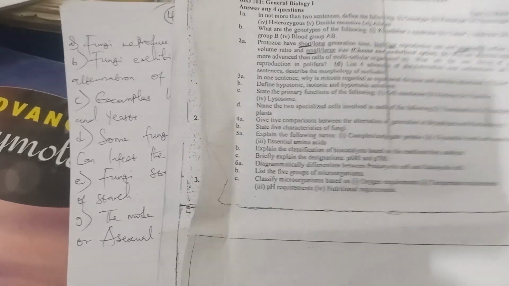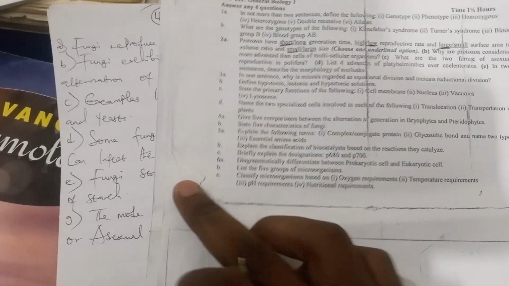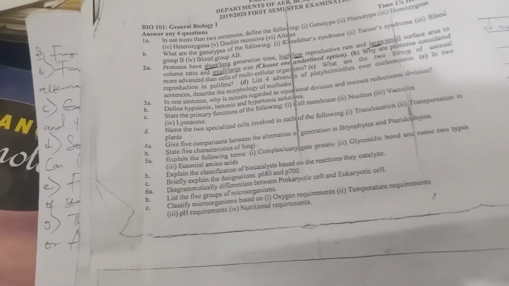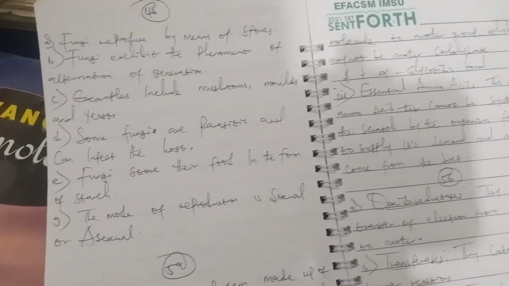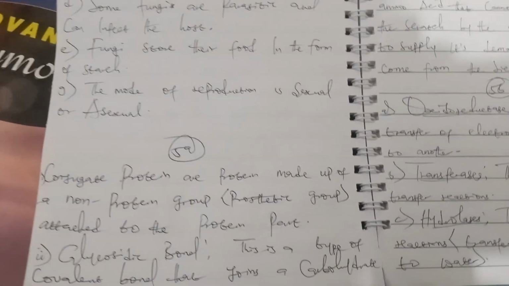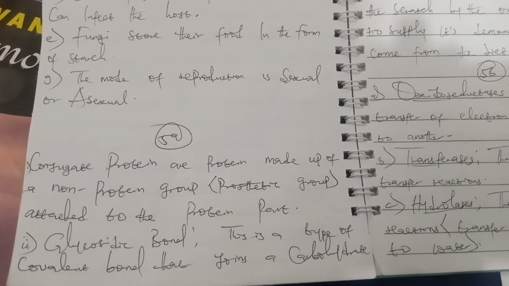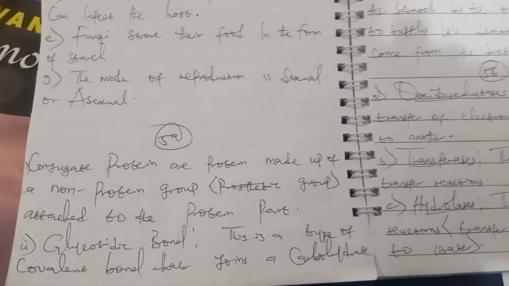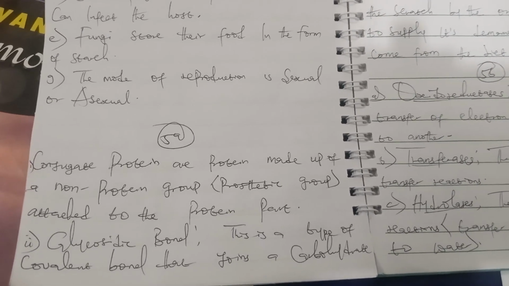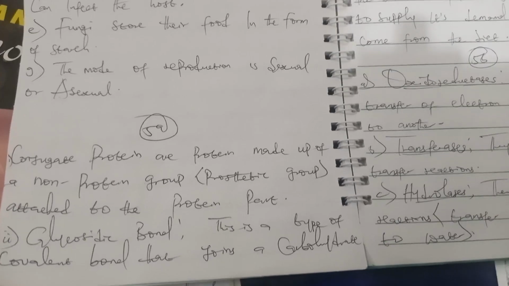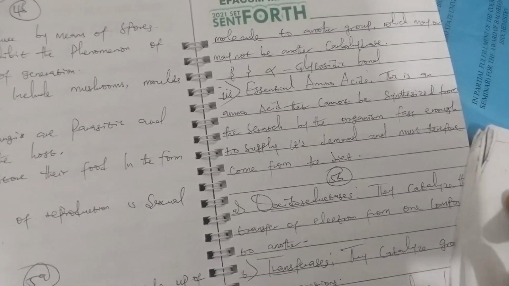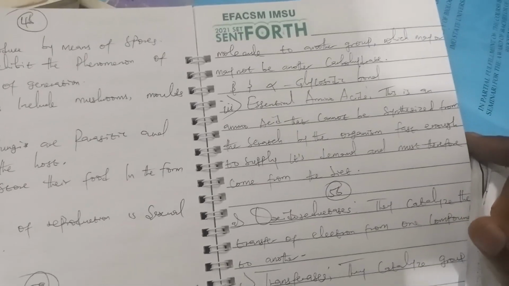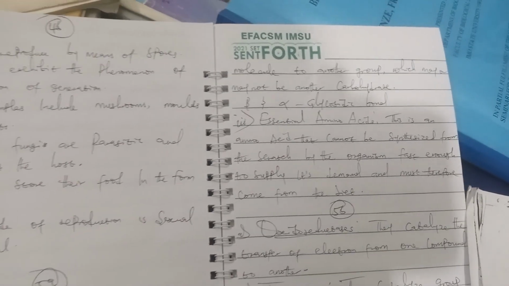That's number 5A. Now, number 5A says, explain the following terms. We have the complex or conjugate protein, glycosidic bond and name 2 types of glycosidic bond, and essential what? Amino acids. Now, conjugate proteins are proteins made up of a non-protein group, also called the prosthetic group, attached to the protein part. Right? Now, meanwhile, a glycosidic bond is a type of covalent bond that joins a carbohydrate molecule to another, which may or may not be another what?